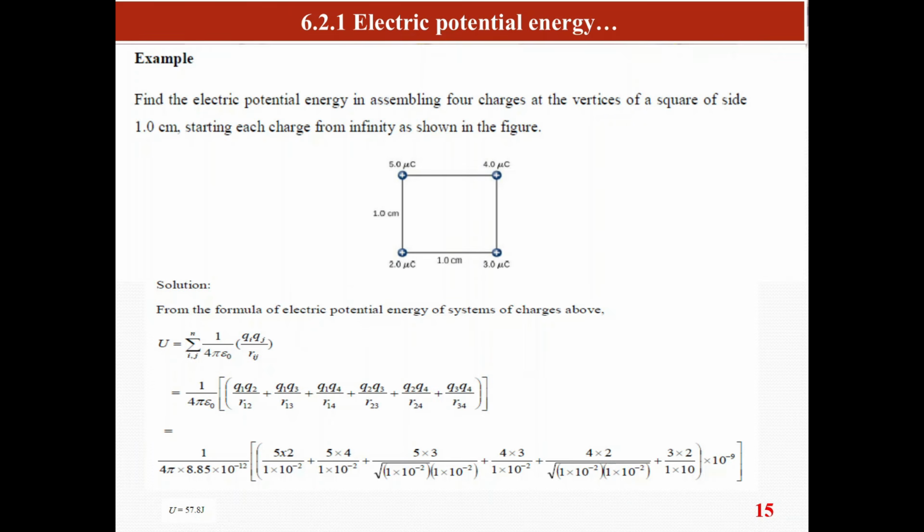Find the electric potential energy in assembling 4 charges at the vertices of a square of side 1 centimeter, starting each charge from infinity as shown. So all these charges, assume that they are at infinity. Then we bring them together to form such a structure.